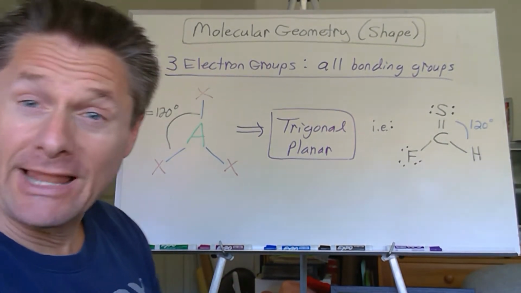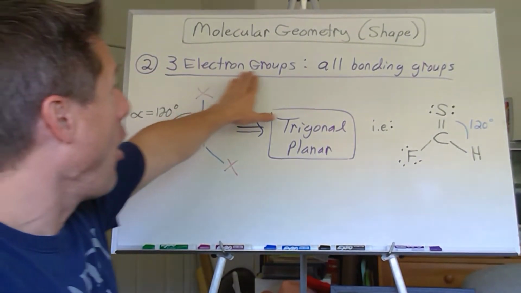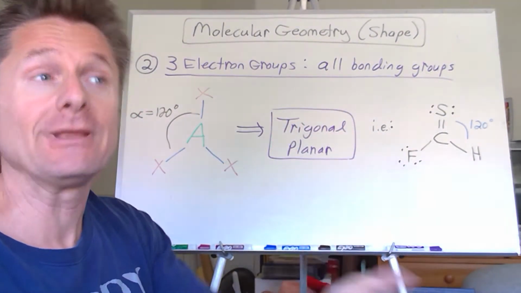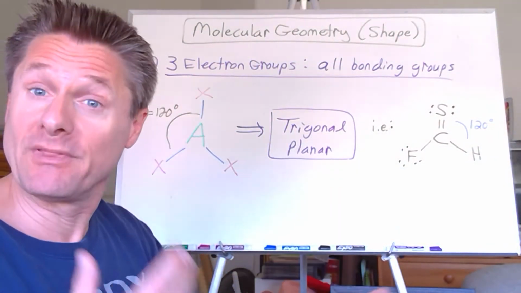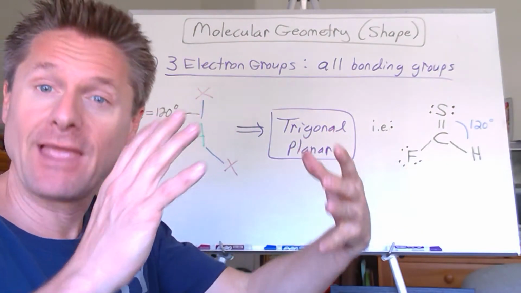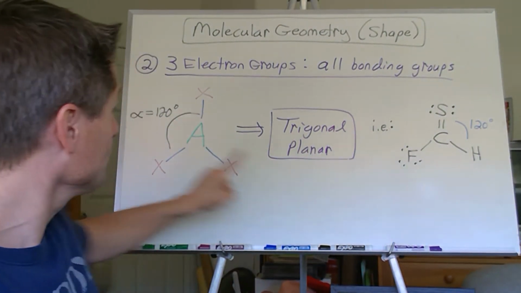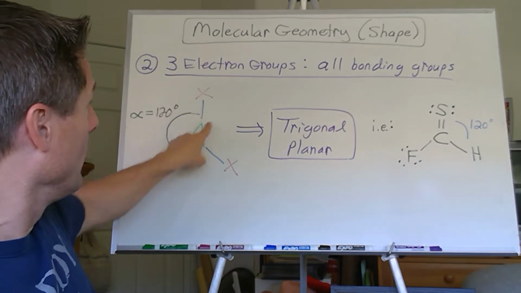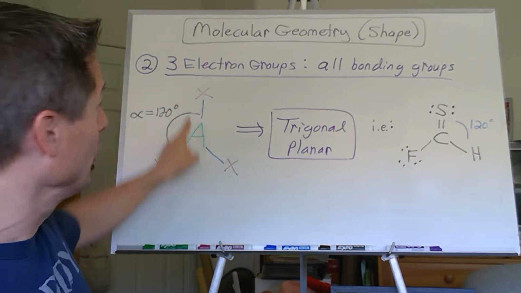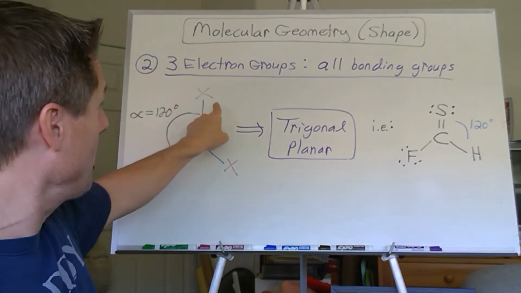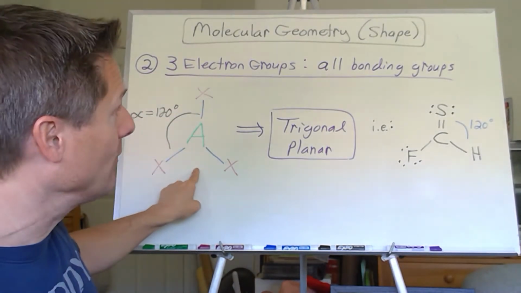Here's a look at 3 electron groups. Hopefully you got this. All 3 of them bonding groups. In that scenario, the electron group geometry and the molecular geometry would be the same, because the arrangement of atoms and the arrangement of electron groups are both the same. So they're both going to be trigonal planar. So you have some central atom with the blue being the electron groups and the X being atoms on the other side, giving you 120-degree bond angles. All of them are 120-degree bond angles.